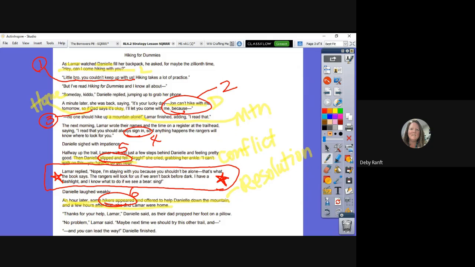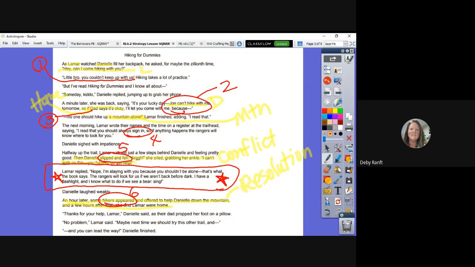Yes. Yeah, she started the story with, little bro, you could never keep up with us. And then she ended the story with, you can lead the way next time. That's a big thing for Lamar. What did he learn from this event, this series of events? To never give up. Good. What did you say? Never hike alone. Don't underestimate little brothers. All of those are themes.